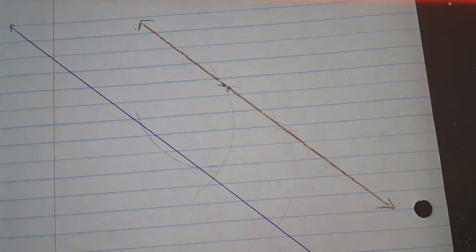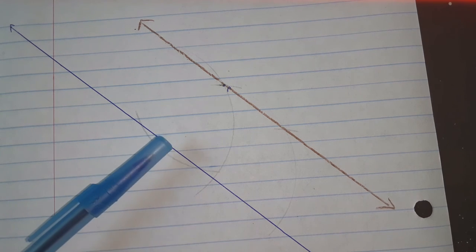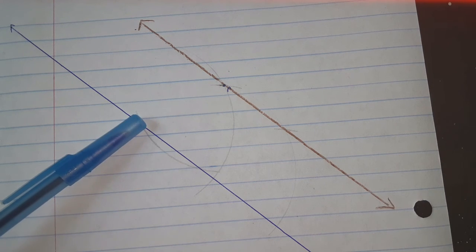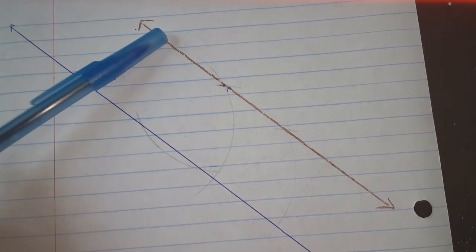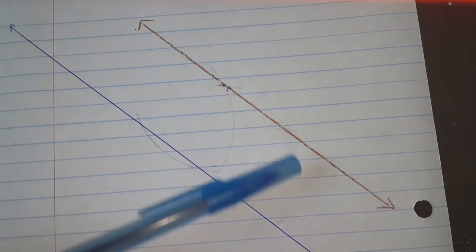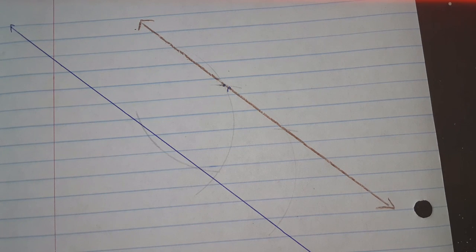So the parallel postulate tells us that given a point not on a line and a line, we have a unique line parallel to the original line passing through the point. And so we've demonstrated the construction of that.